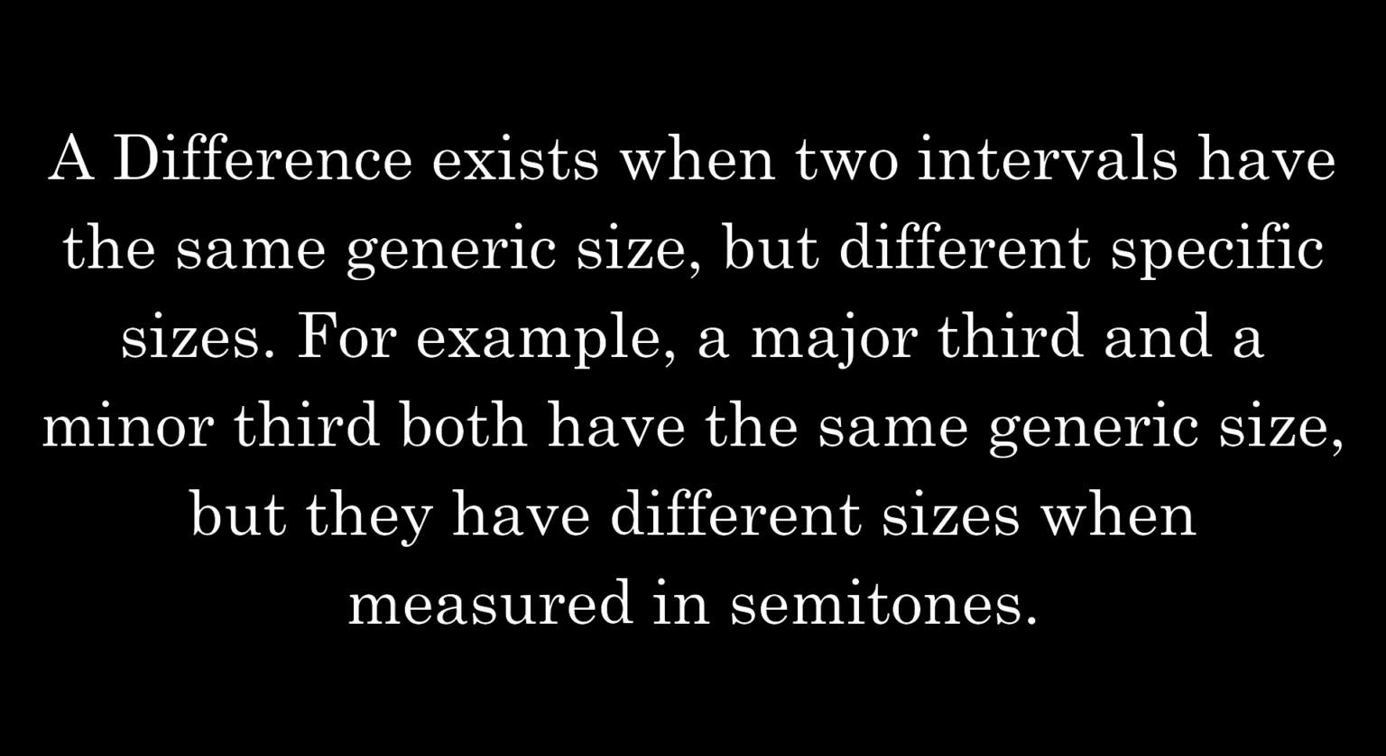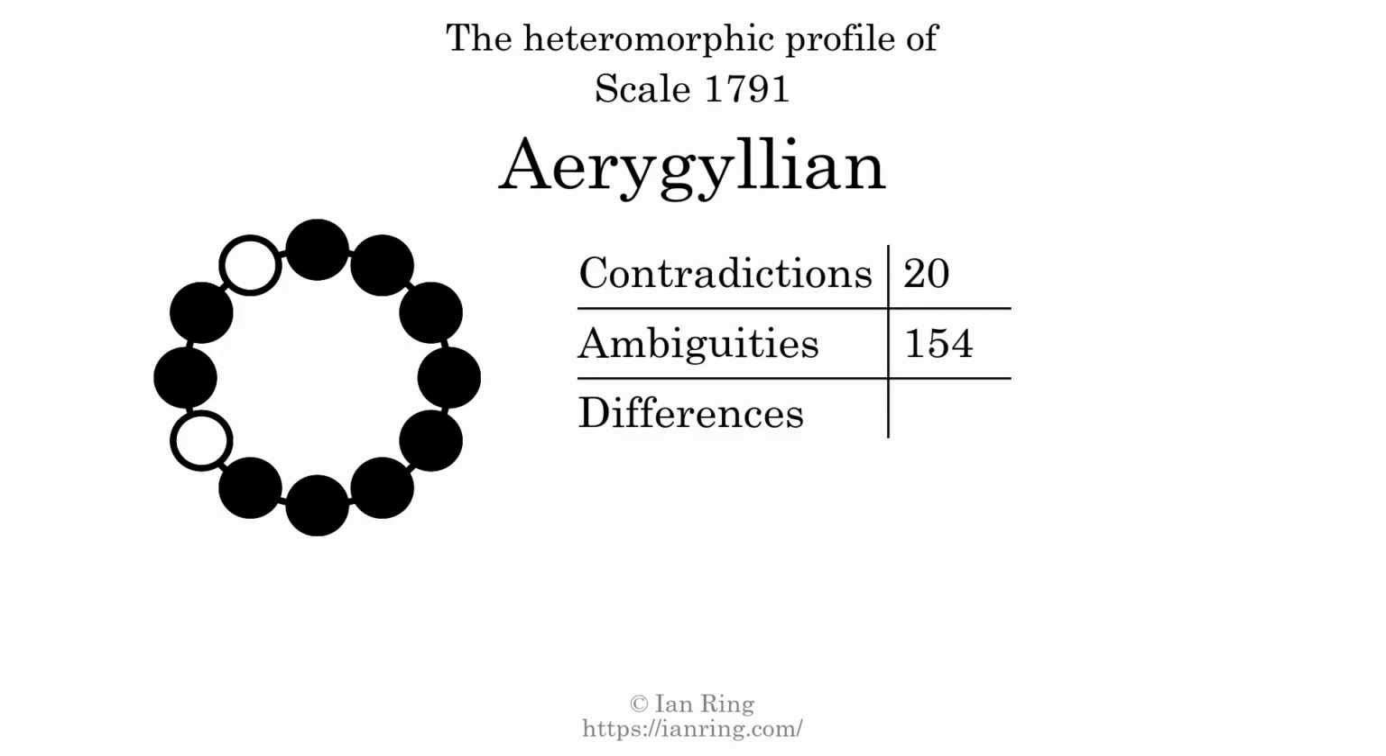A difference exists when two intervals have the same generic size, but different specific sizes. For example, a major third and a minor third both have the same generic size, but they have different sizes when measured in semitones. The number of differences in this scale is 235.